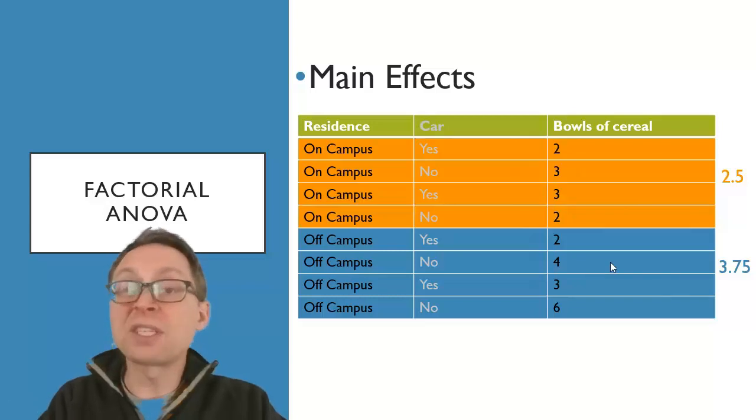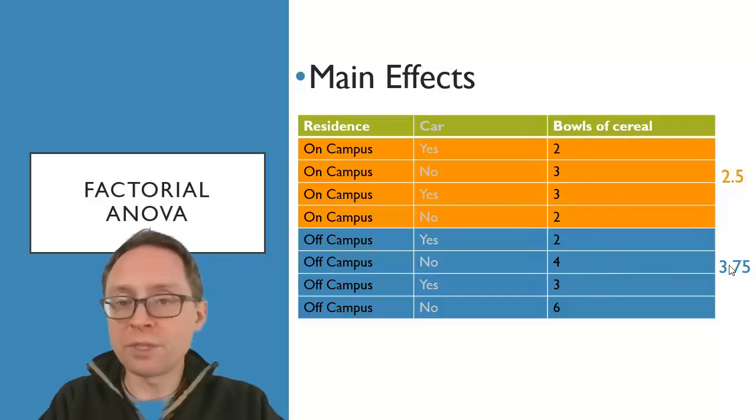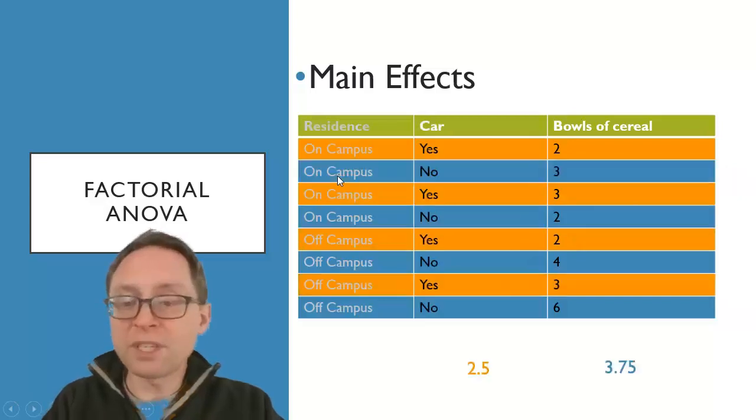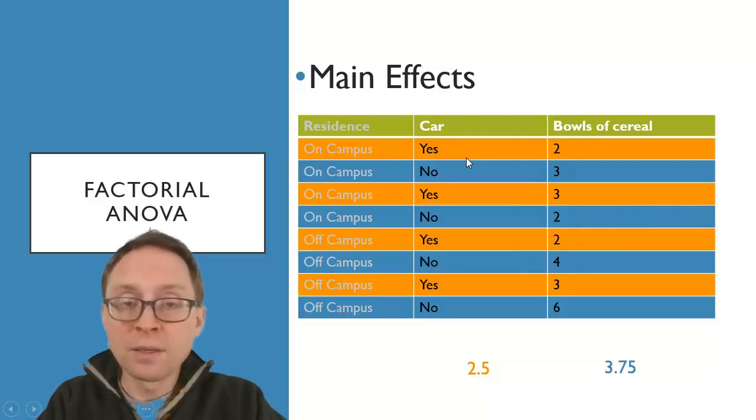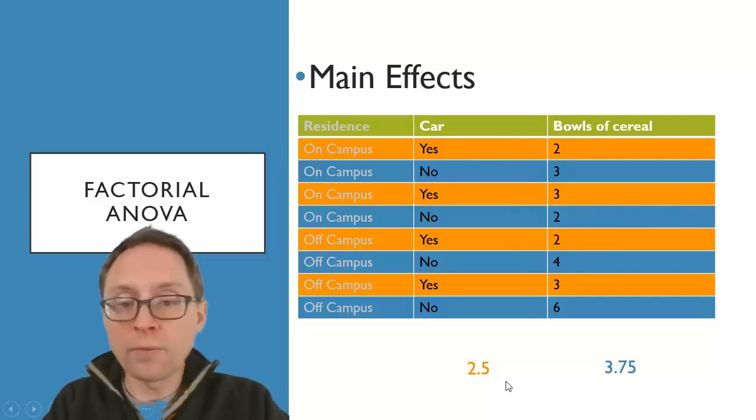Right? It's comparing on campus to off campus, one of the factors by itself. That means that we're going to have a separate main effect for car, right? The main effect for residence is comparing on campus to off campus, 2.5 to 3.75 over here. But we'll have a separate main effect for car. It's comparing all these oranges. These are the yes car, yes car, yes car, yes car. Those are the oranges. Yes cars compared to the no cars. All right. When we do that, we have the separate main effect for whether or not you own a car. That is 2.5 and 3.75 right there.